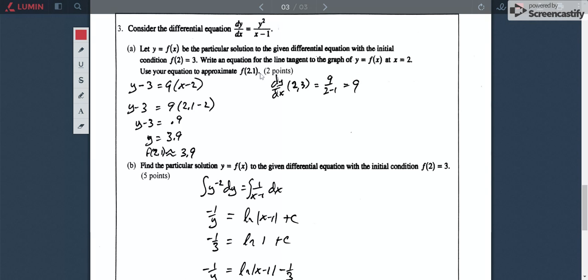And then we want to approximate at 2.1. So I plug in 2.1. 2.1 minus 2 gives me 0.1 times 9 gives me 0.9. Add the 3 gives me 3.9. So f of 2.1 is approximately 3.9.